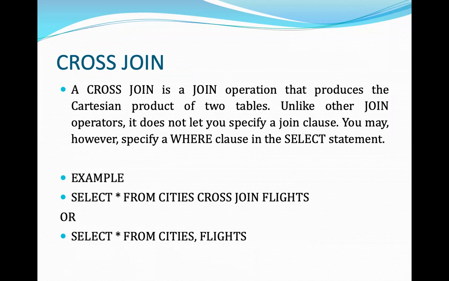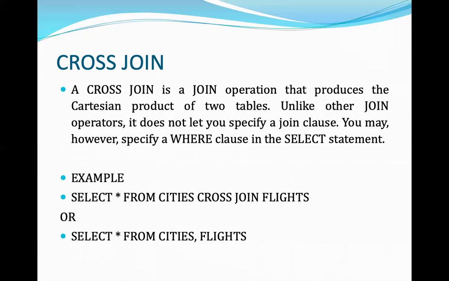Now it will produce the Cartesian product of two tables. What is the meaning of Cartesian product? Let's say in one table we have 5 rows, and in another table we have 5 rows. When we apply the cross join, the resulting table will produce 5 into 5 rows. It means 25 rows. That is called Cartesian product.